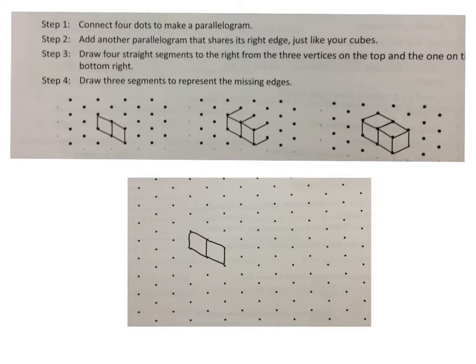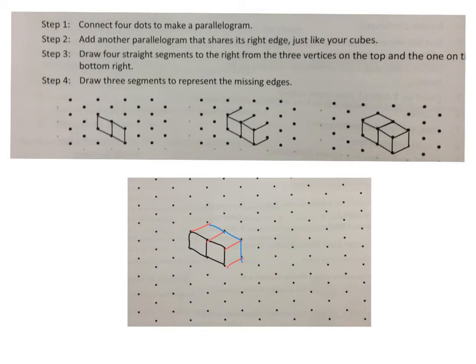Then I'm going to draw 4 straight segments to the right from the 3 vertices on the top and the one on the bottom right. So just like before, I'm going to now draw these ones. But this time I have more. Do you see how because I have 2 cubes, I have to draw 3 lines instead of 2? Okay. And then I'm going to also draw the one on the bottom. See that? Then, just like before, all I need to do is connect the missing segments. And do you see how now I have 2 3D cubes stuck together?